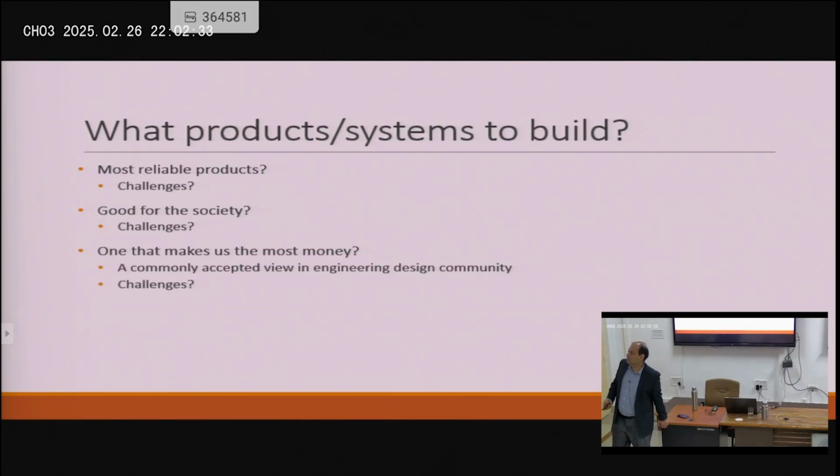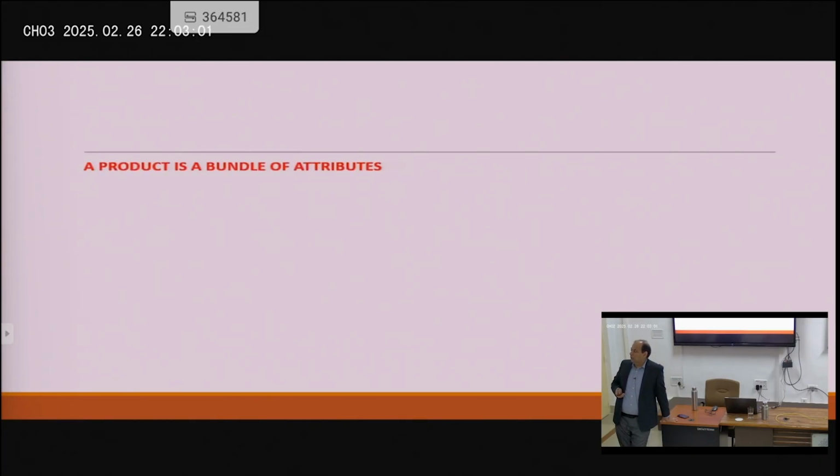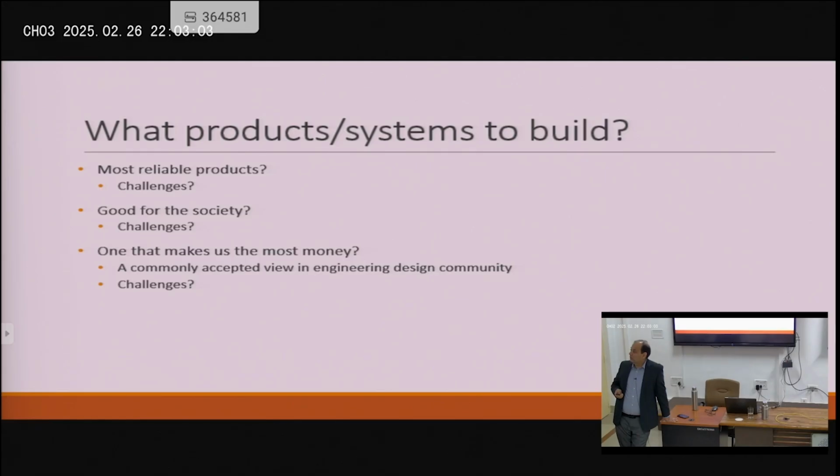Or one that makes the most money. Like I said, that's why people tie it to demand. That's why people say money is not necessarily evil in this context, as I've said many times. This is commonly accepted in the engineering design community. People say, come up with a demand model, tie it to your design model, and then design something that has the highest probability of selling, ergo chances of making the most money. Okay. What is the challenge with this? How do you make a product that sells the most or makes you the most money?